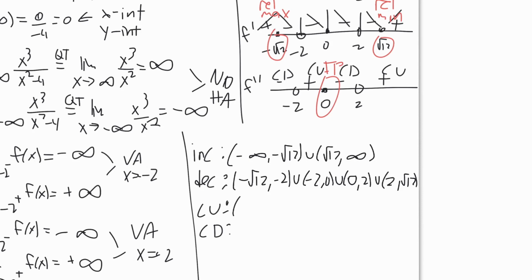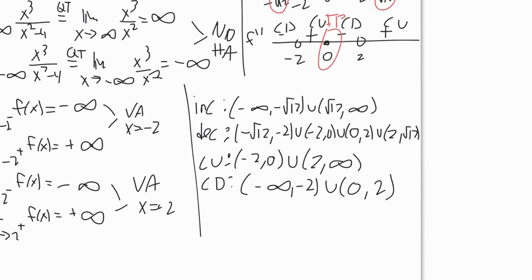Concave up on -2 to 0, union 2 to infinity. Concave down, negative infinity to -2, union 0 to 2.